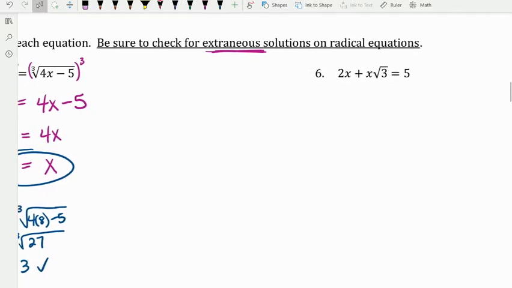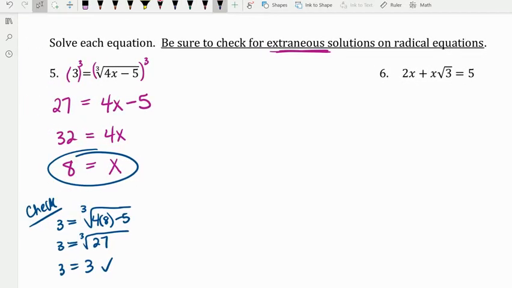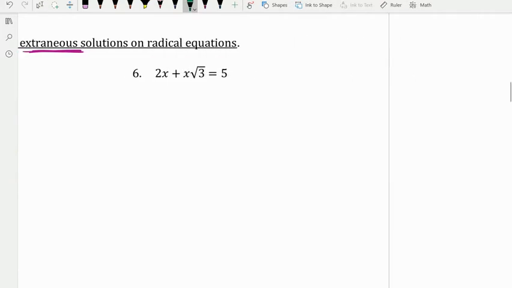Okay, number 6. This is the one we've talked about before. Now you can solve this two different ways, but if you want the easier way on this one, you may notice that in the radical, that is not a variable, right? That is a number inside that radical. So this is not a radical equation. So that means we can solve it without actually squaring both sides.